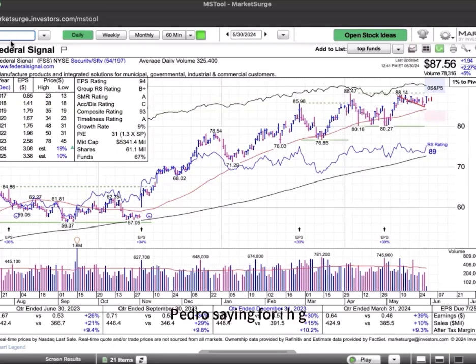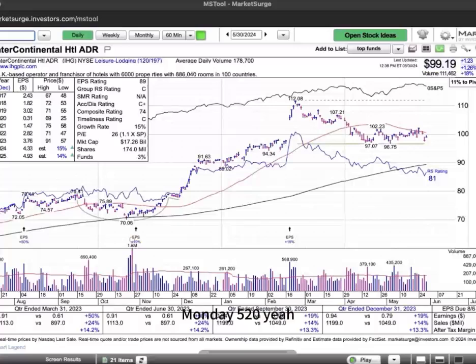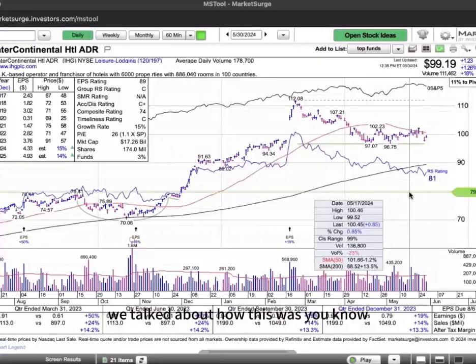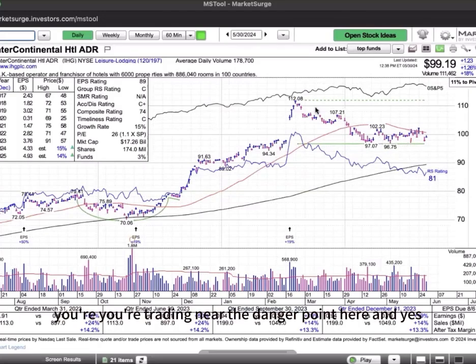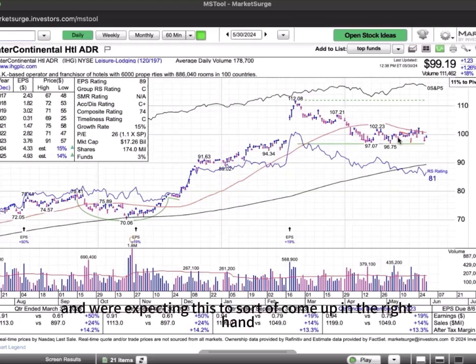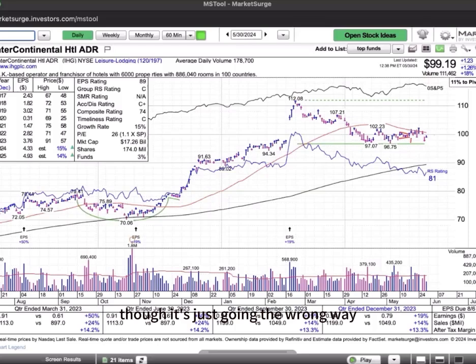Pedro's saying for IHG, the Monday 5/20. Yeah, we talked about how this was trading near the danger point here. And yes, you're running into some supply. Was that a concern? It was, but we said it was really tight, and we were expecting this to sort of come up on the right-hand side. It didn't get going, but we liked it because it was really tight. And look, this could still reset right now, though. It's just going the wrong way.